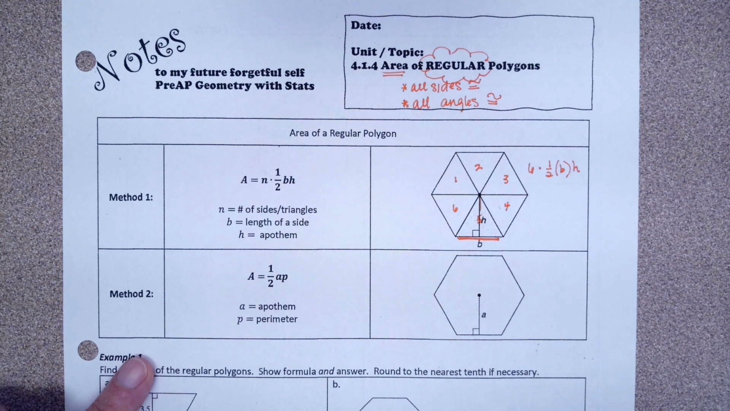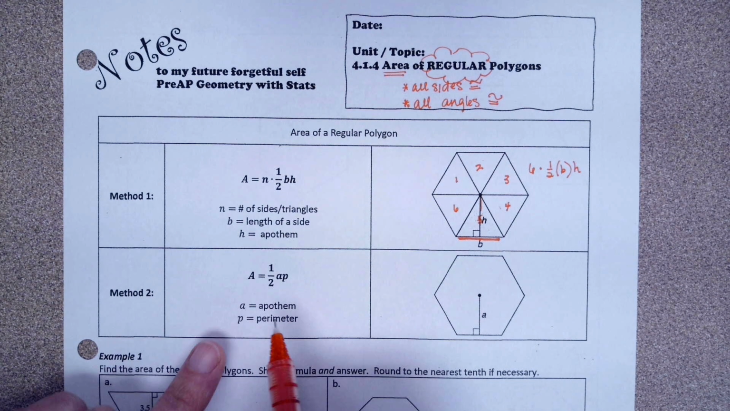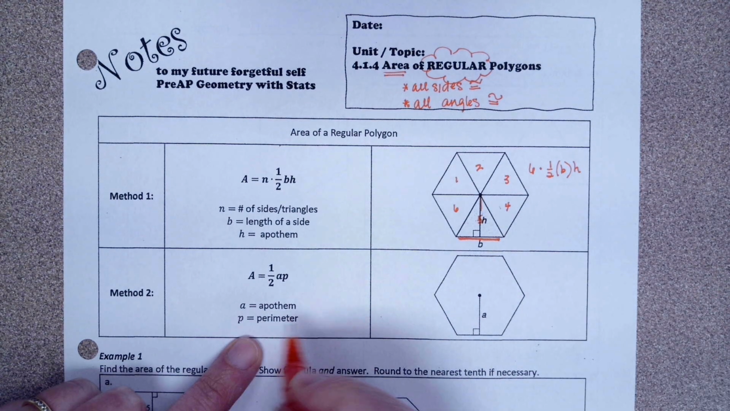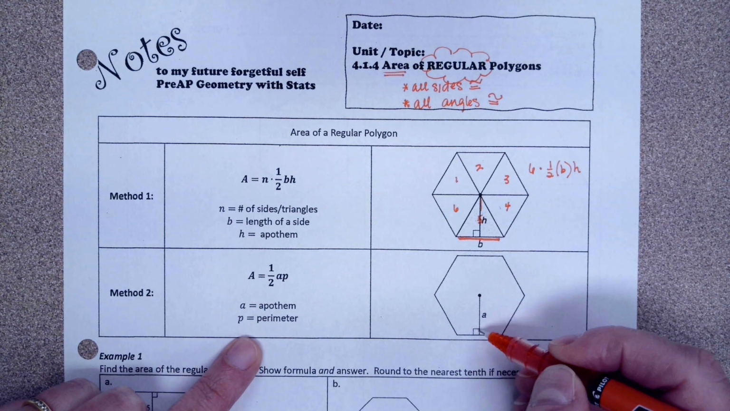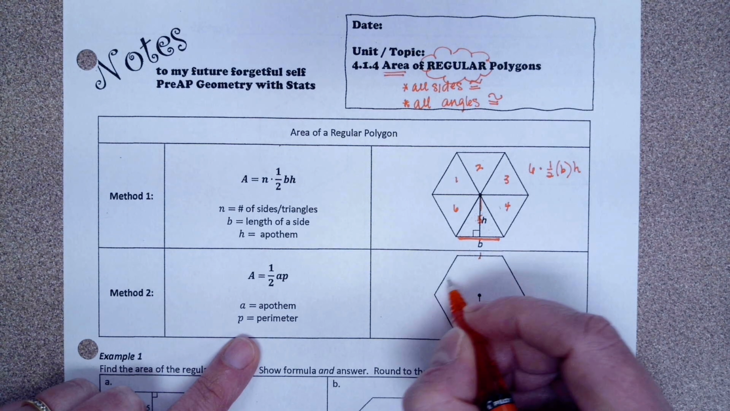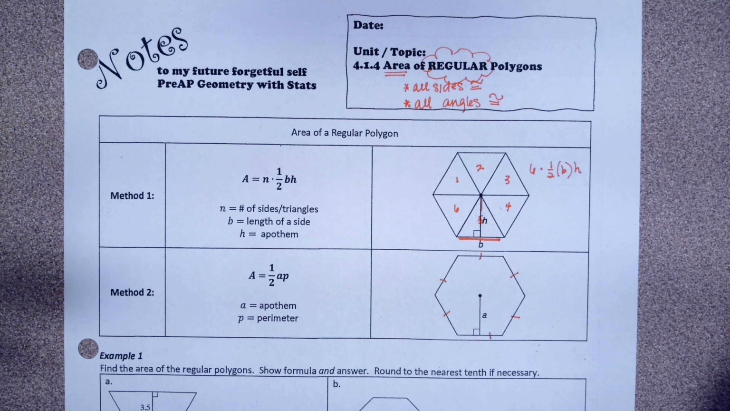The other thing that can happen, maybe that's not what they gave you. Perhaps they just give you an apothem. You can also simply go 1/2 times the apothem times the perimeter. Again, we would remember it has to be regular, so all of these would be the same. So you can do it either way. It just depends sometimes on what's been given to you.